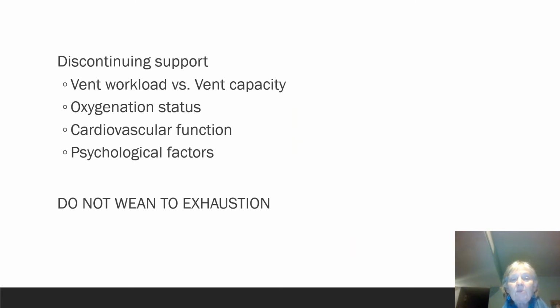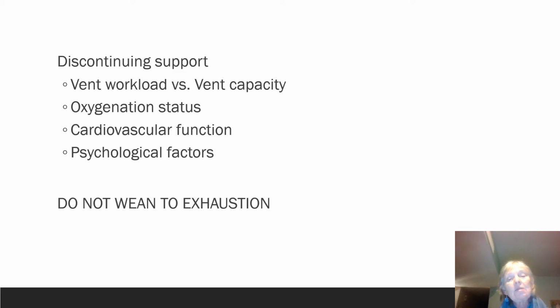So again, just continuing support. What is the workload? What is the capacity? What is their oxygenation, okay? How's their cardiovascular function? And are they waking up? Are they responding to what we're doing? And so what we're going to do is we're going to sit back and watch them and then see what we can do to help them.